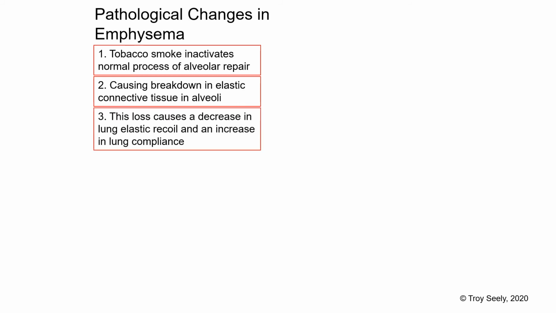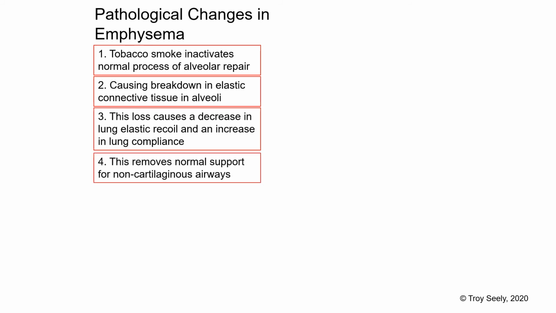This loss of elastic presence in the alveoli causes a decrease in the overall elastic recoil and an increase in lung compliance. So there should be an expansion and a return to normal size. An expansion and return to normal size. You're no longer having that. So this removes normal support for non-cartilaginous airways. In case you're curious, non-cartilaginous airways means those airways that are involved in air exchange.